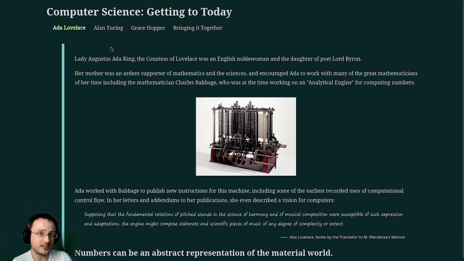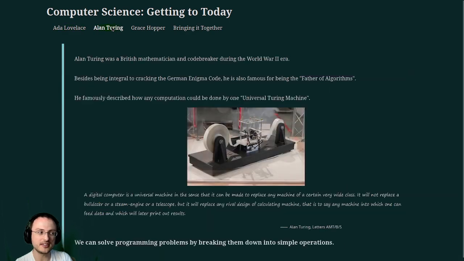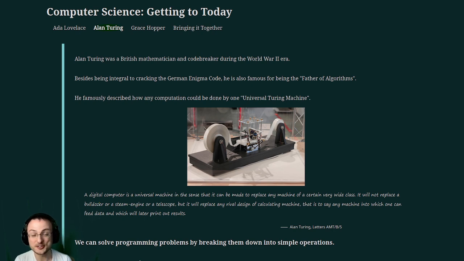So the next person that I want to introduce you to is Alan Turing. Alan Turing was a British mathematician and a code breaker during World War II. One of the things he's most famous for was cracking the German Enigma code. This was the secret code they used to relay orders to their submarines, and it was a big challenge, and cracking it actually did create huge advances in the field of cryptography, which is very closely related to computer science.